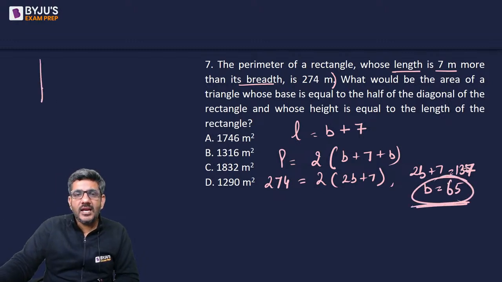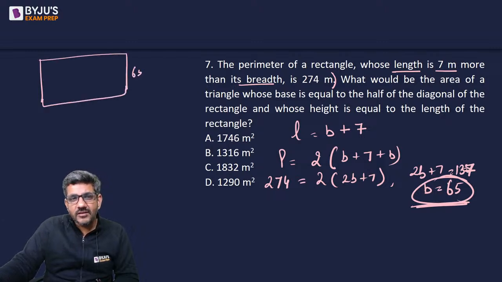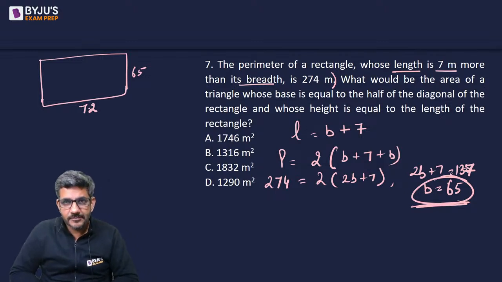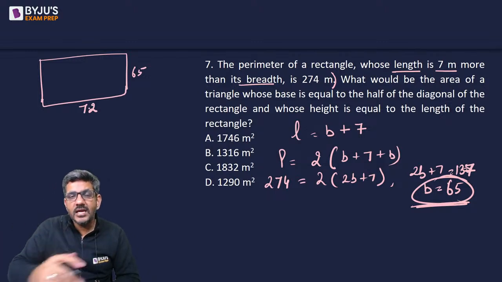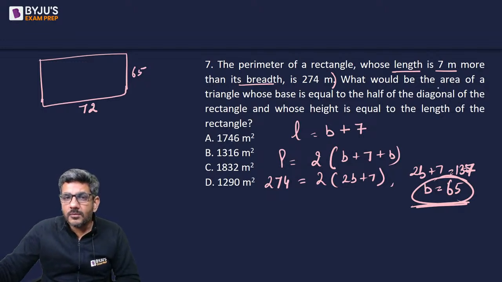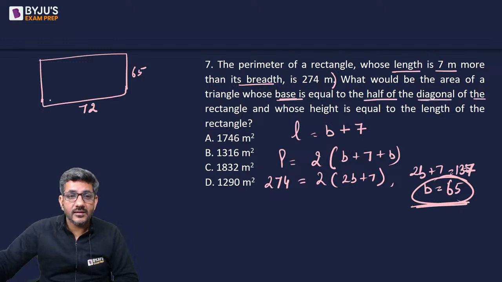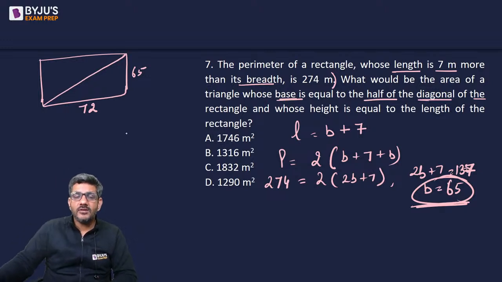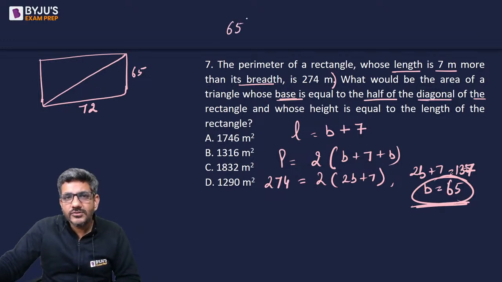So I can say now that this rectangle has a breadth of 65 and a length of 7 more, which is equal to 72. Breadth 65 ho jayegi, length 72. What would be the area of a triangle whose base is equal to half of the diagonal of the rectangle? So I also have to calculate the diagonal of the rectangle now. How would I calculate that? Of course, using Pythagoras theorem.